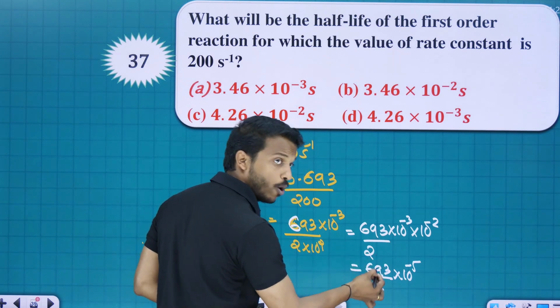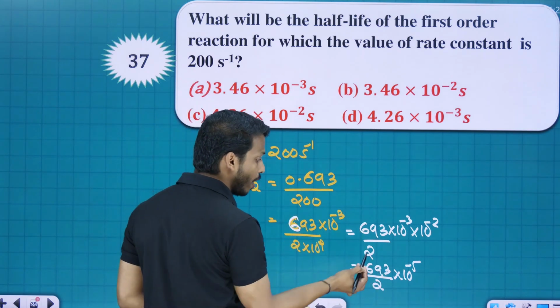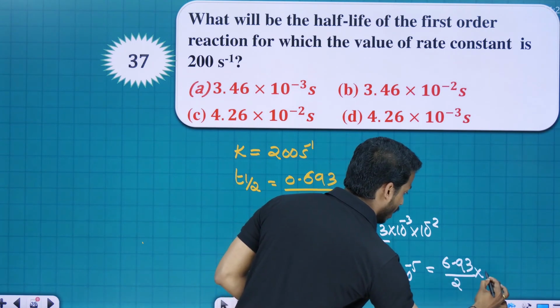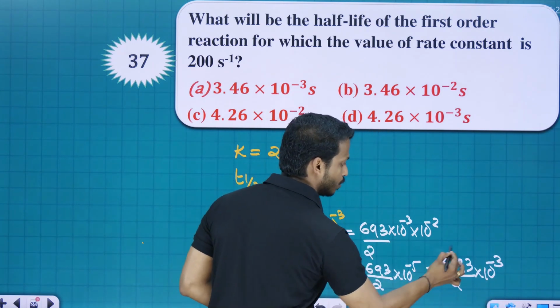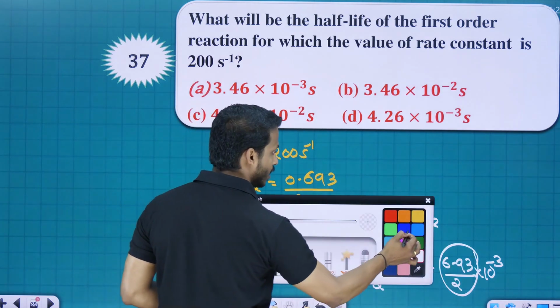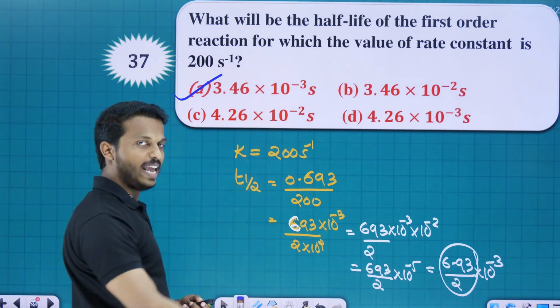So if you take it as 6 point, because 3 point means 6 point is enough, right? So I can write 6.93 divided by 2 into 10 raised to minus 3. So 6.93 by 2 is 3.4 something, into 10 raised to minus 3. Answer is which one? Option A.